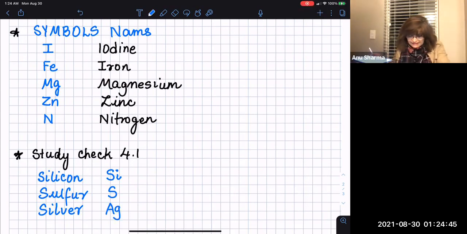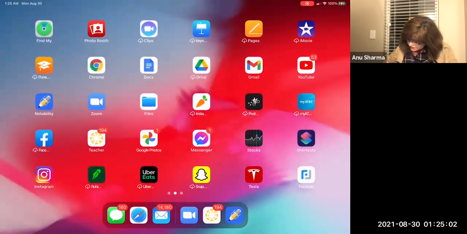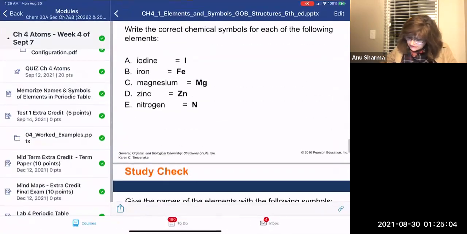So that's one piece where the more practice you do, the better it is going to get. Next, we are going to look at the periodic table. Now, let's see if there's anything else I left here.